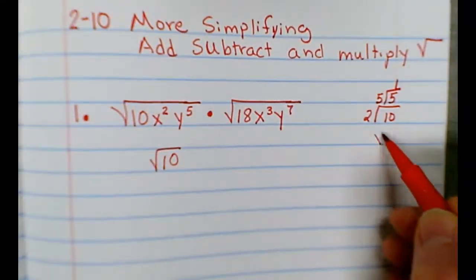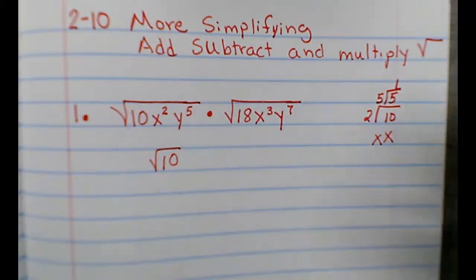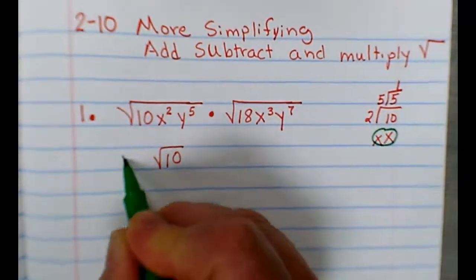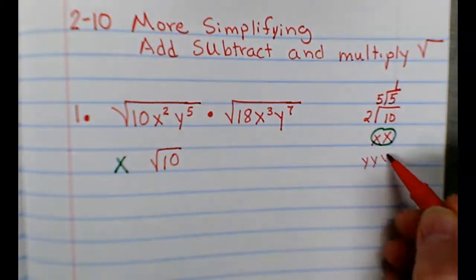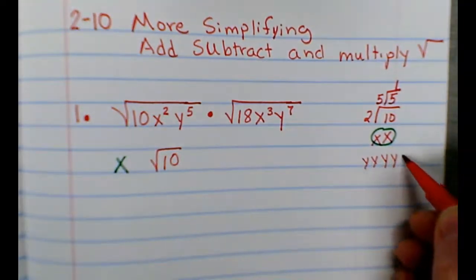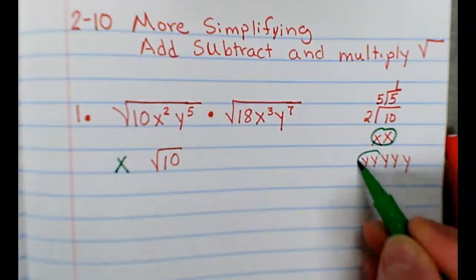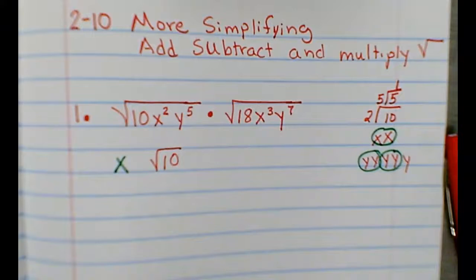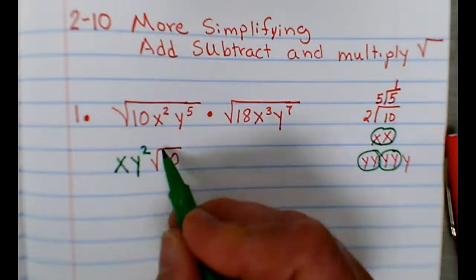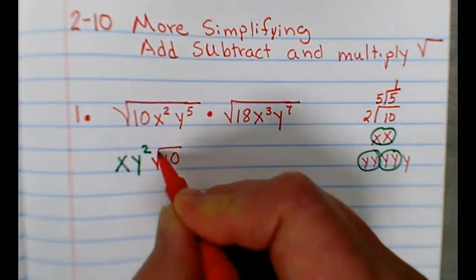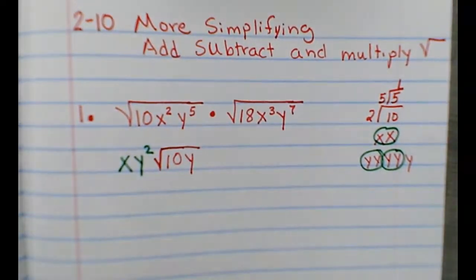Does x squared have a pair? A pair of x's, so a pair of x's comes out in front of the radical sign. 1, 2, 3, 4, 5. That's the y to the 5th power. I've got 2 pairs of y's. That's the first one, simplified.